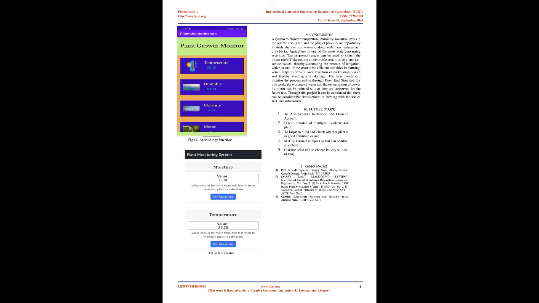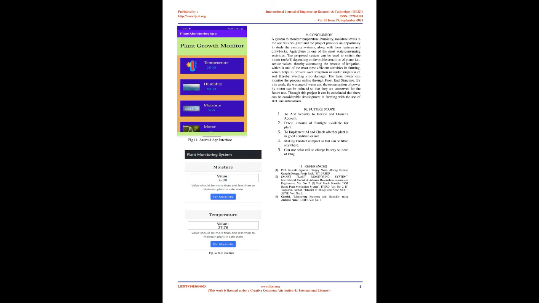Conclusion: a system to monitor temperature, humidity, and moisture levels in the soil was designed, and the project provides an opportunity to study the existing systems, along with their features and drawbacks. Agriculture is one of the most water-consuming activities. The proposed system can be used to switch the motor on/off depending on favorable conditions of plants, i.e., sensor values, thereby automating the process of irrigation, which is one of the most time-consuming activities in farming, and helps to prevent over-irrigation or under-irrigation of soil, thereby avoiding crop damage.